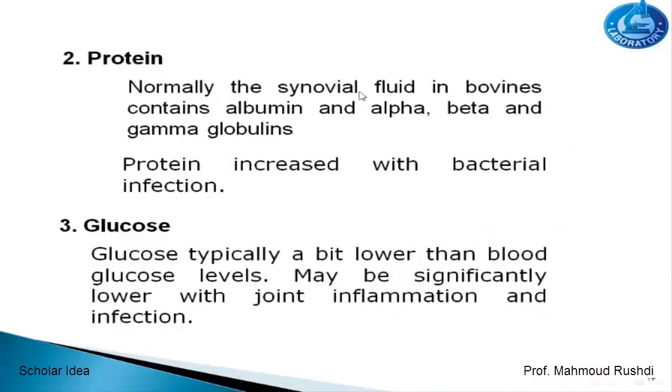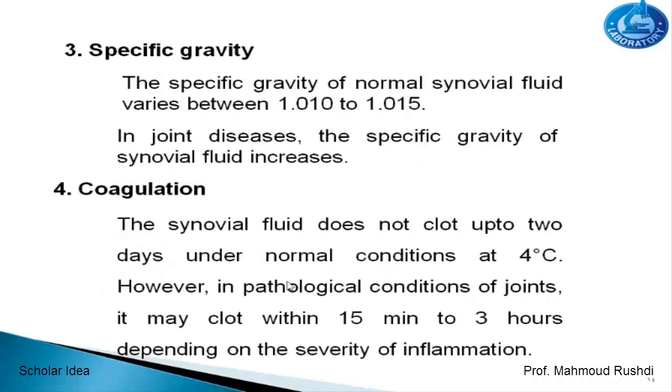Protein: normal synovial fluid in bovines contains albumin, alpha, beta, and gamma globulins. Protein increases with bacterial infection. Glucose: glucose is typically a bit lower than blood glucose levels, and may be significantly lower with joint inflammation and infection. Specific gravity of normal synovial fluid varies between 1.010 to 1.015. In joint diseases, the specific gravity of synovial fluid increases due to the presence of a large number of cells.